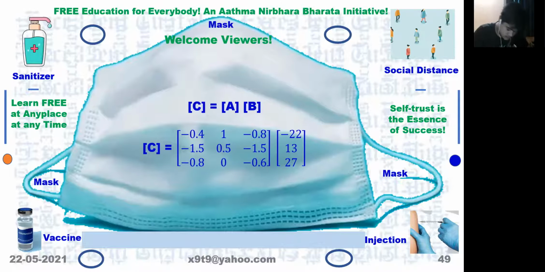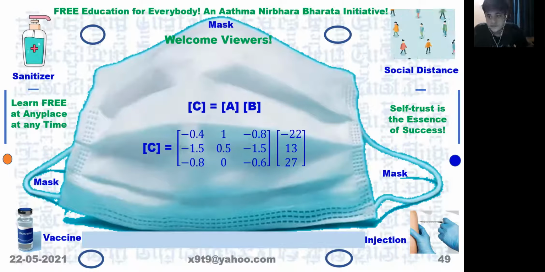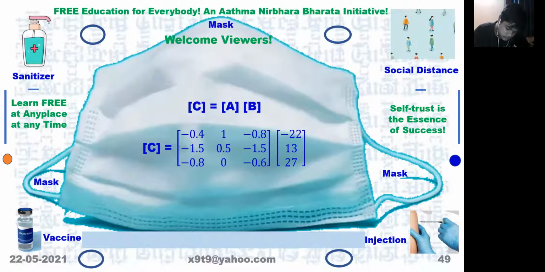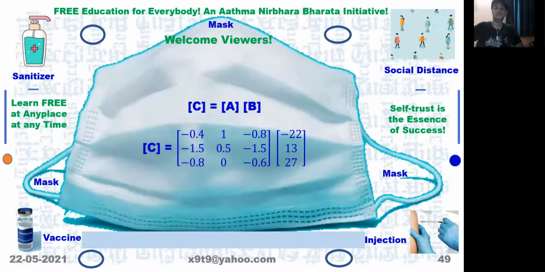Third row, minus 0.8, 0, minus 0.6. So this is matrix A, which is 3 by 3 size. Matrix B is only one column, minus 22, 13, 27. So matrix B has got 3 rows and 1 column. Matrix A is having 3 rows and 3 columns.